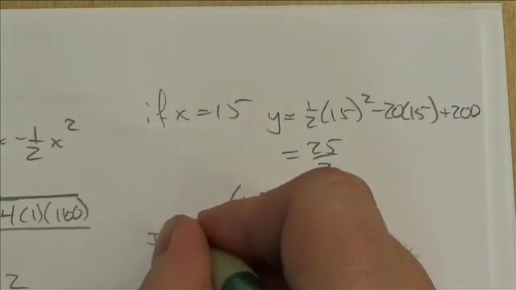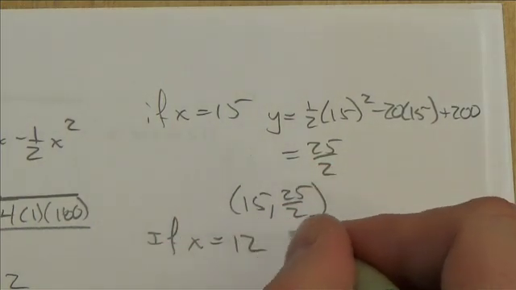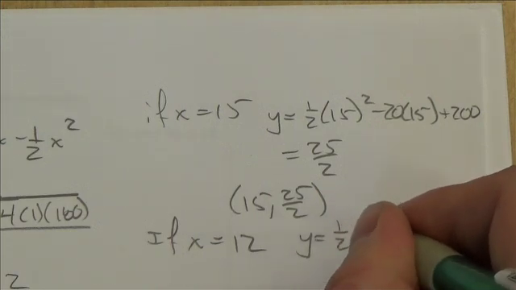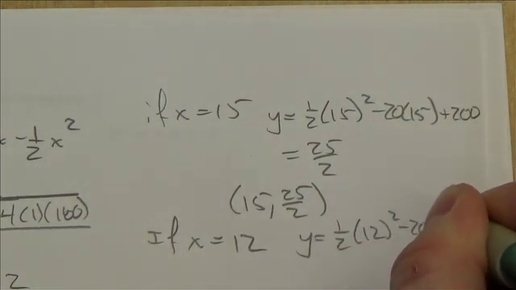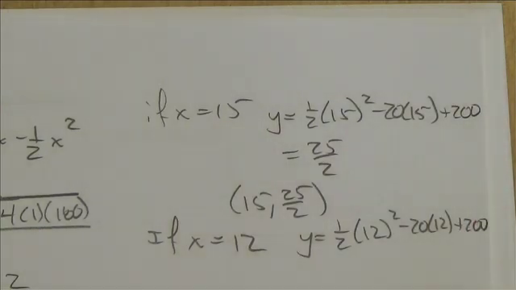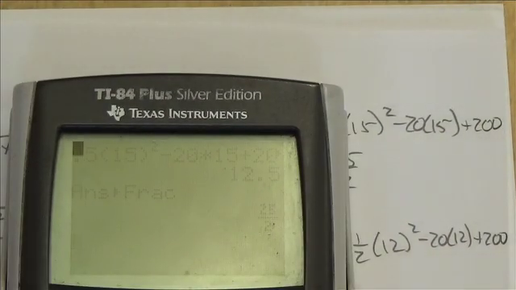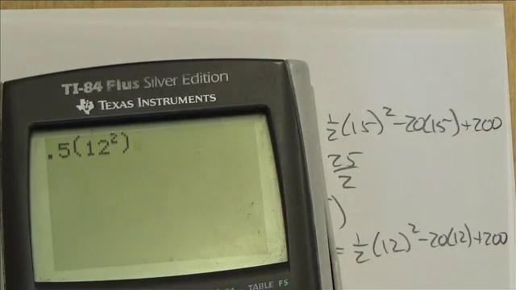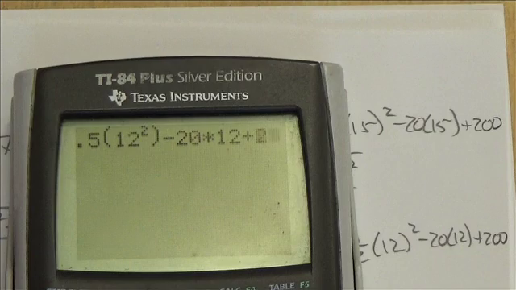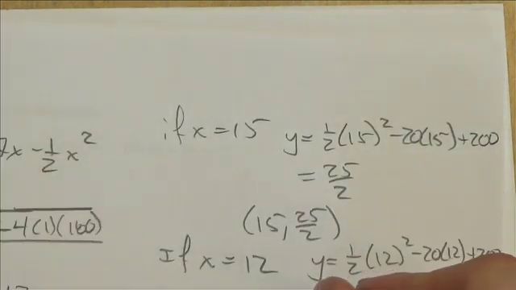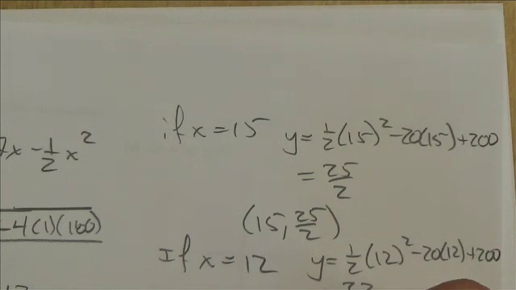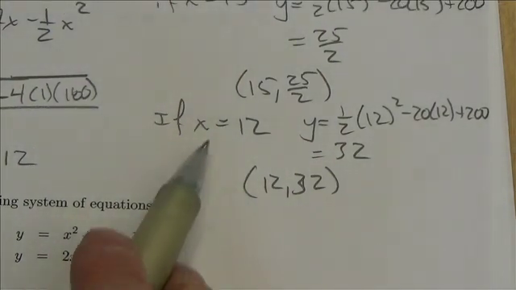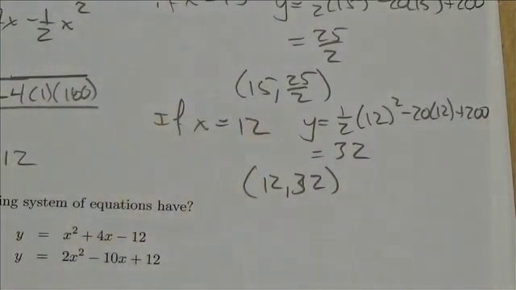If x is equal to 12, I will redo this as 1/2 12 squared minus 20 times 12 plus 200. So again, we'll go into this and make this 0.5 times 12 squared minus 20 times 12 plus 200, and we get 32. So the point that I'm getting out of this one is the point 12 comma 32. So those are my two solutions: 15 comma 25 over 2 and 12 comma 32.